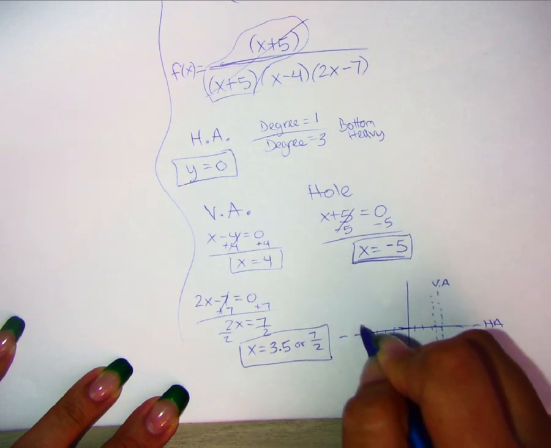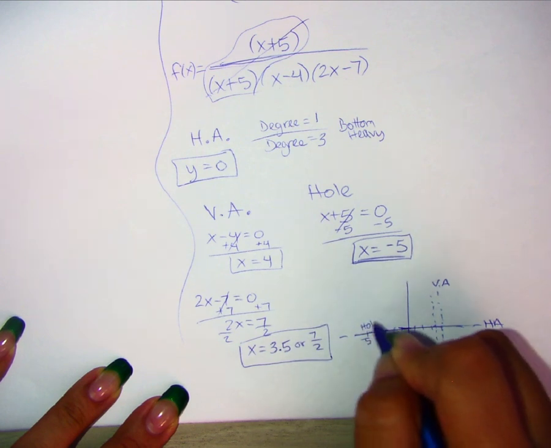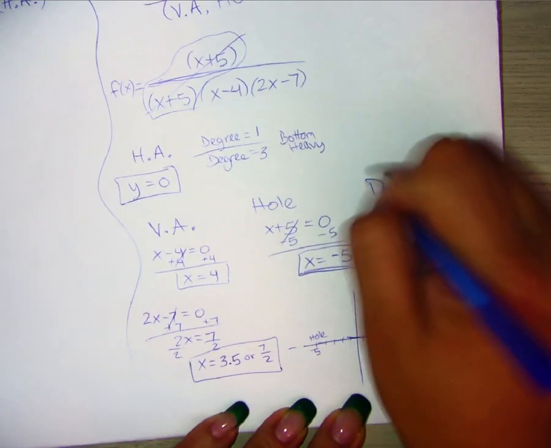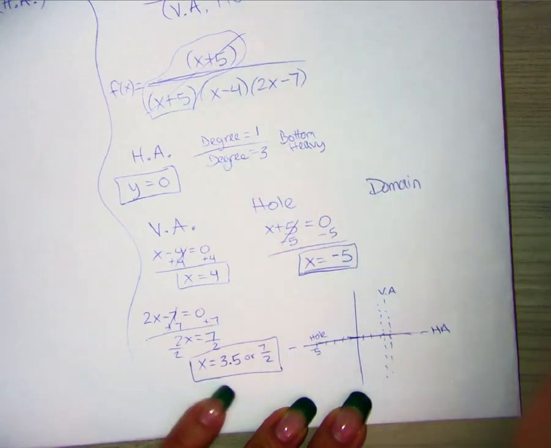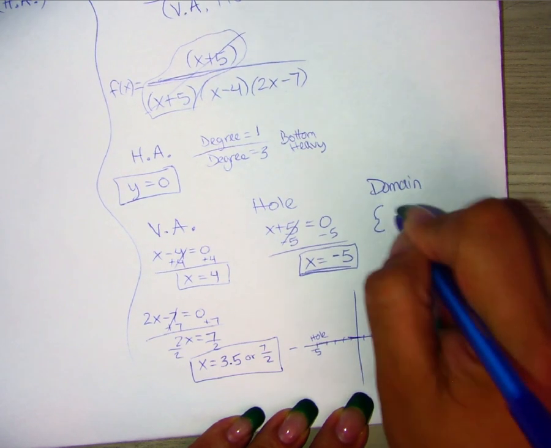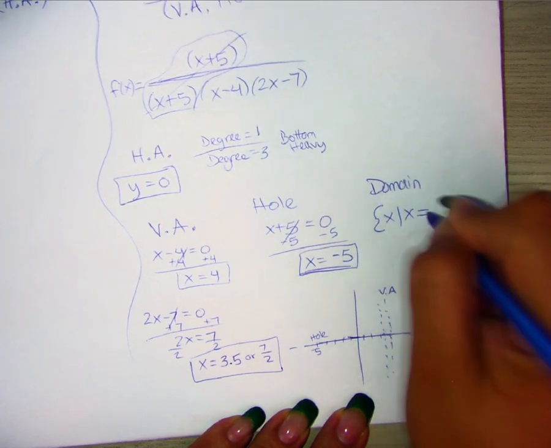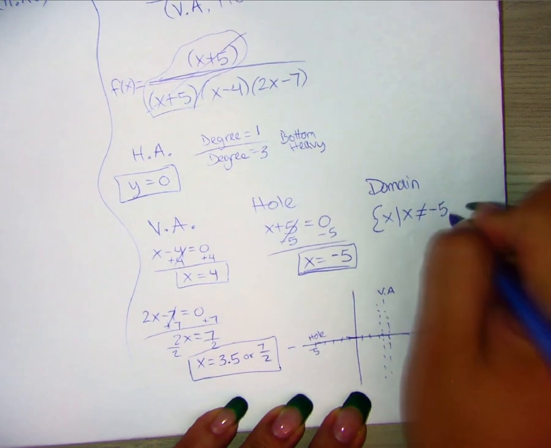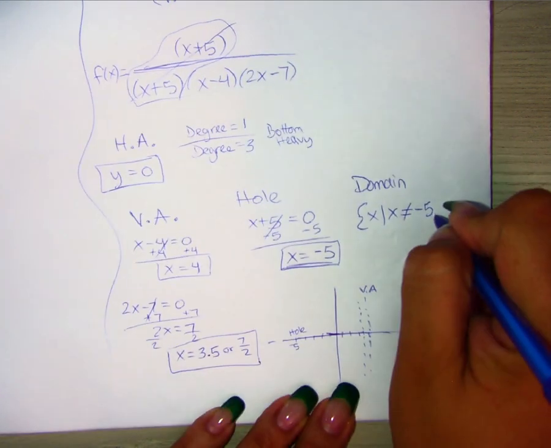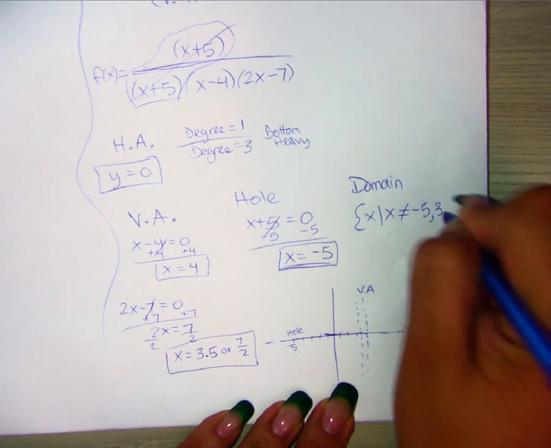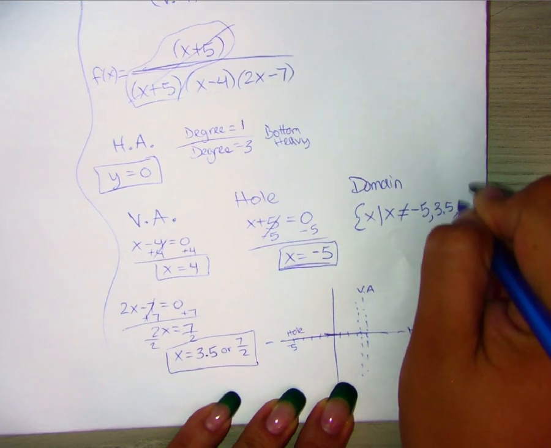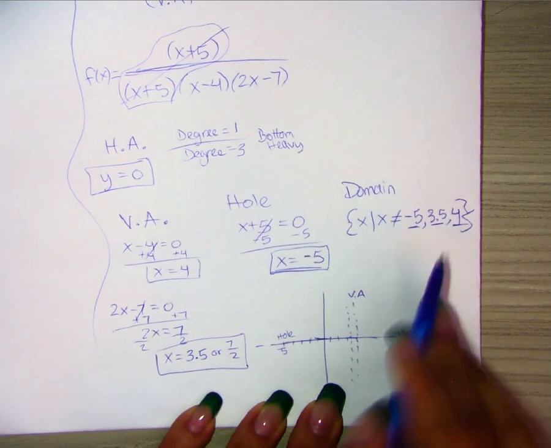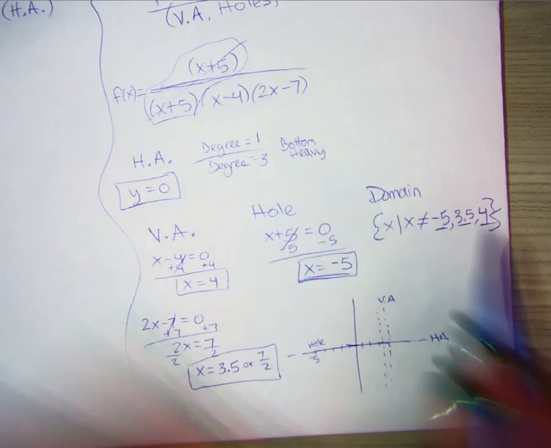So this is where the hole will exist. So with this, we can conclude for the domain to be the set of all x values such that x cannot equal the hole and the VA. So -5, 3.5, and 4. So these three values are the restriction on the domain.